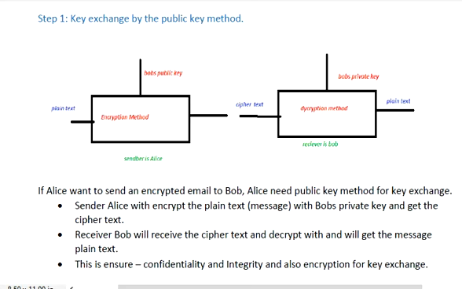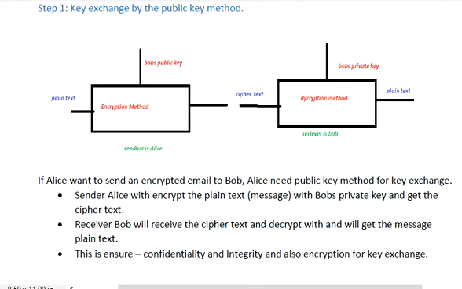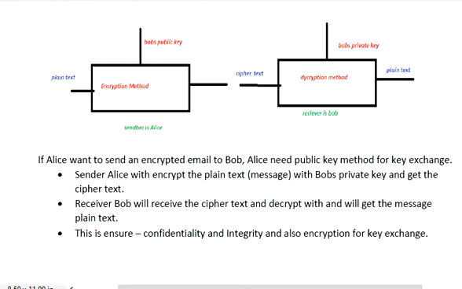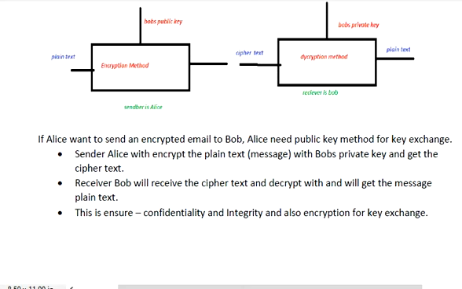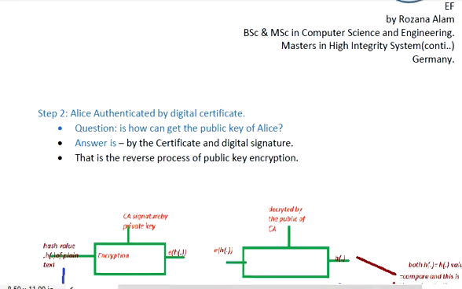done by encrypting with the public key of the message receiver. The receiver's key is the public key. So if the sender Alice wants to send an encrypted message to Bob, she will encrypt with Bob's public key, and then she will send the ciphertext. When Bob receives the message, he will decrypt it with his own private key, and then he will get the key. So if Alice wants to send an encrypted email to Bob, then Alice needs the public key method for key exchange, and by this, public key encryption is ensuring confidentiality, integrity, and also encryption for key exchange. Now, in the second question, how will you get the public key?